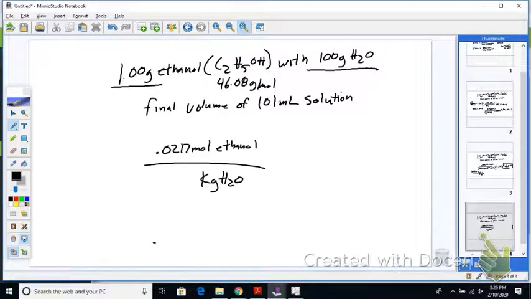0.1. So it's 0.1, and so our molality is 0.217 molality.